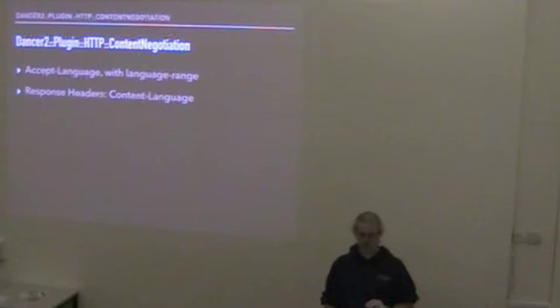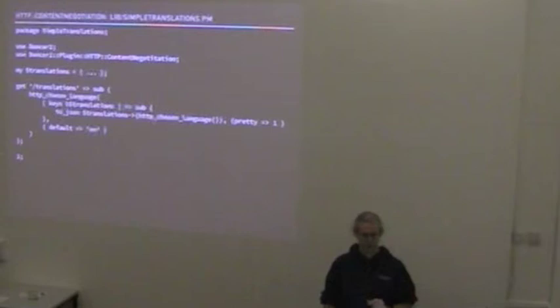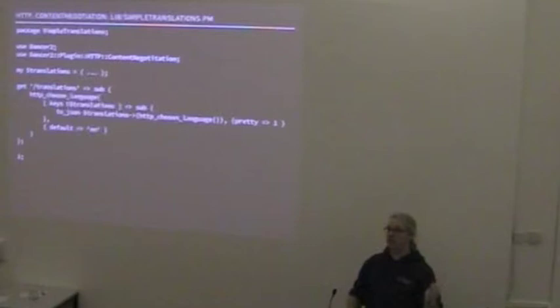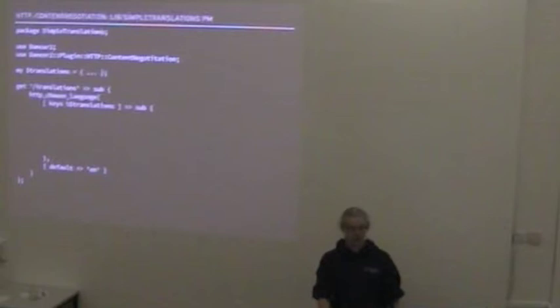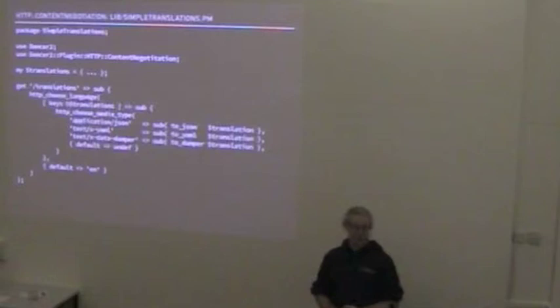No, we stay with the translation still. Yes, I'm sorry. Because we had that example where we can say I want JSON, or I want YAML, or I want whatever. Let's see how we can implement that. This is what we had, we need to change it. What are we going to change? Make a little room and add this HTTP choose media type.